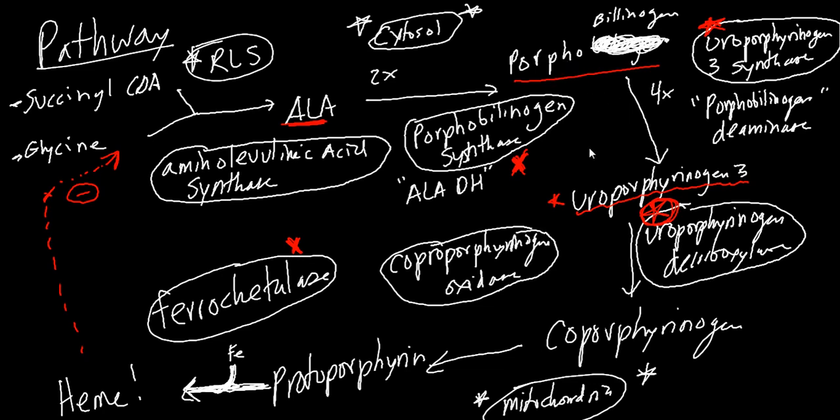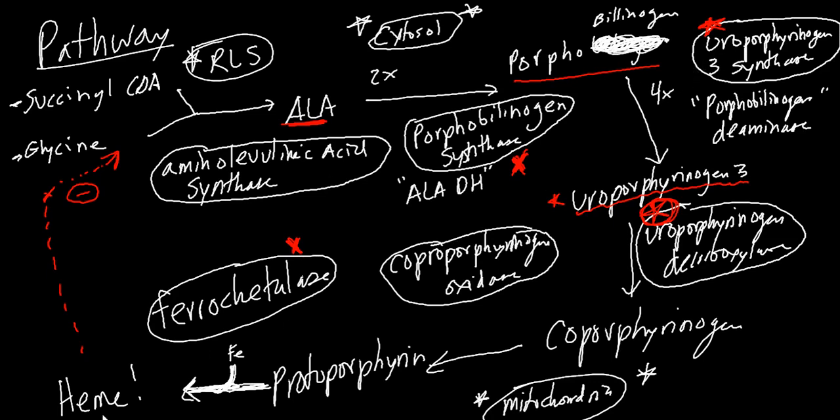If you have PCT, you're going to get a whole bunch of this uroporphyrin 3. Remember, that's the photoactive molecule. So you're going to get increased skin blistering, especially when exposed to the light. If you have the AIP, you're going to have a dark red urine because you're going to try and make a whole bunch of heme because you want to make cytochrome P450s, but you can't because you're missing this enzyme.